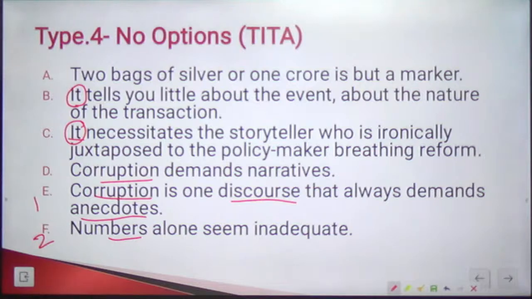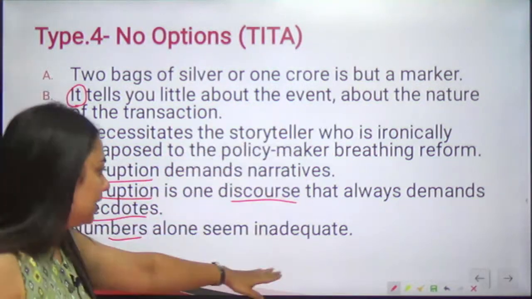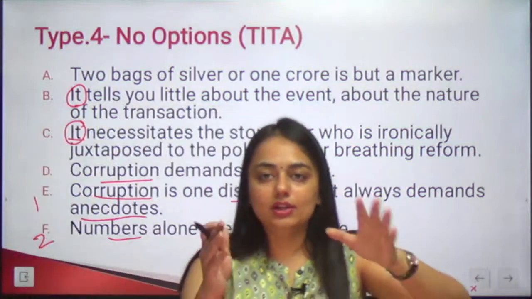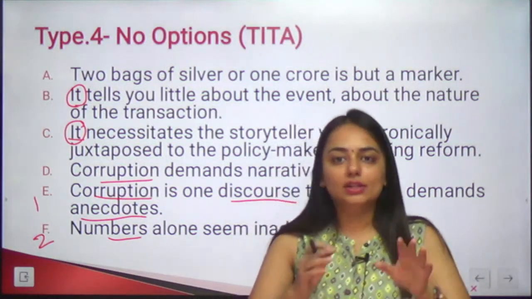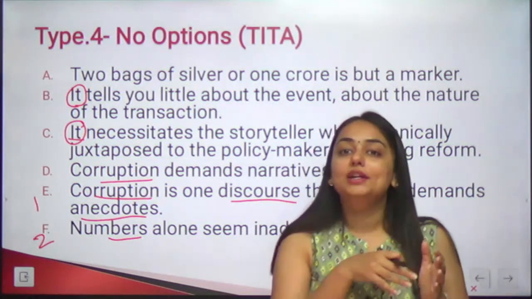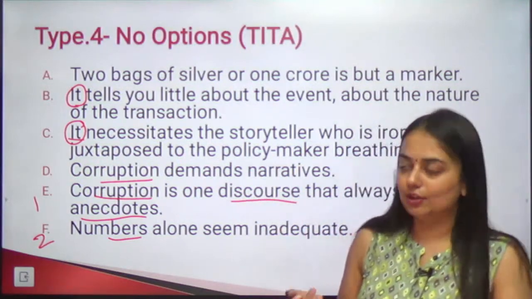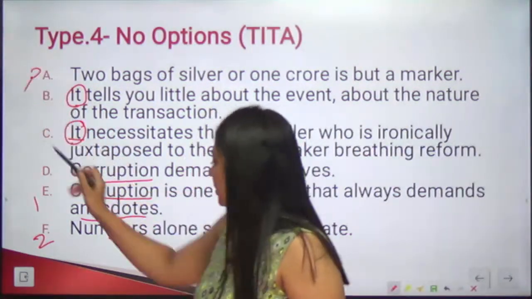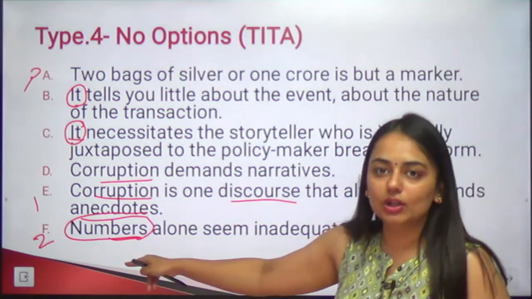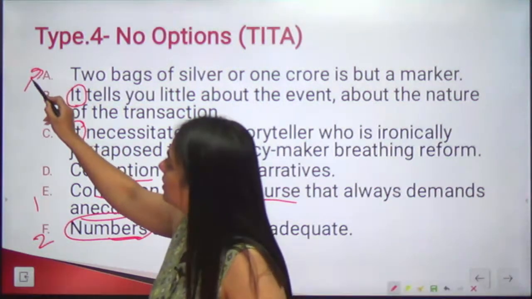What about the A one, Ritvik? 2 bags of silver or 1 crore is but a marker. Aren't we here talking about the number? So if you simply say there was a scam of this much amount, it's not enough. It's inadequate to say that. So you need to go back to see the anecdotes, to see the stories, narrate the stories. So that narration part will come later on. It should be third one. Because here we talked about numbers, we need to put a point to justify this point, to further describe this point. It should be this one. This is the third one.